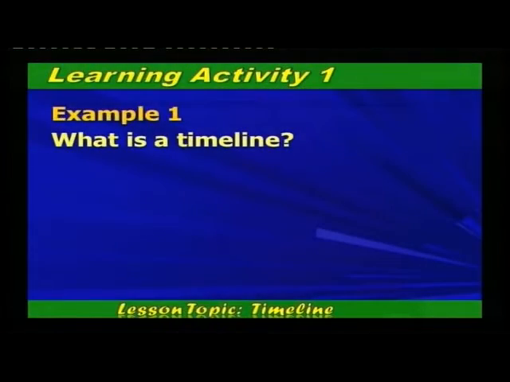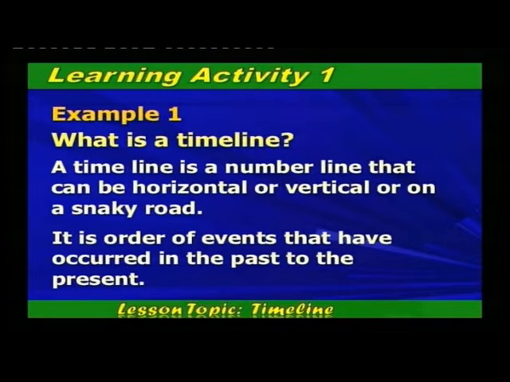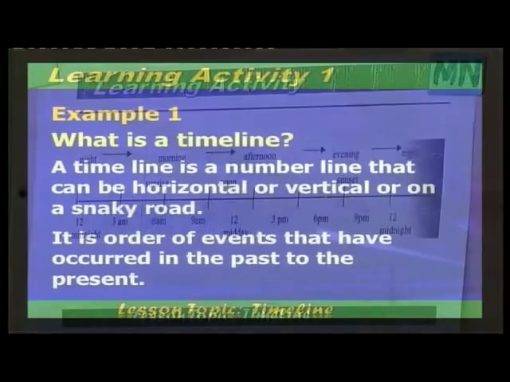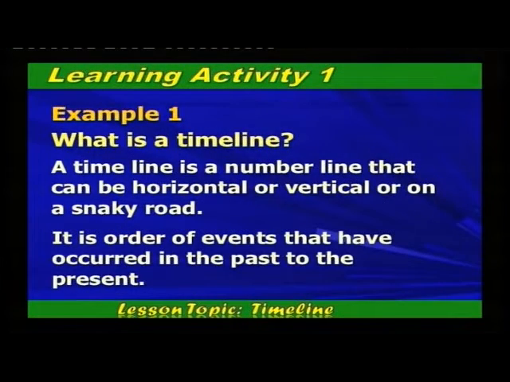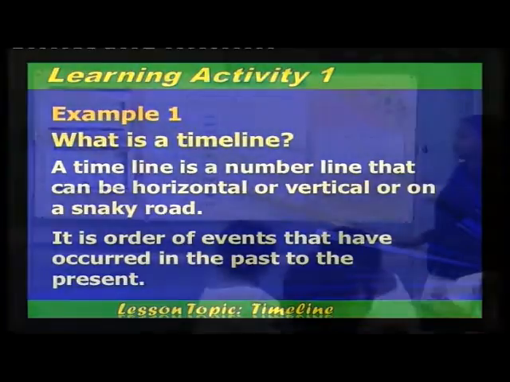All right, let's find out what a timeline is. What is a timeline? Okay, a timeline is a number line of events, and it can be horizontal. Now here we have a horizontal timeline which records the important times of a day or things that happen during the day. That is one example. We can also have a timeline which is vertical.